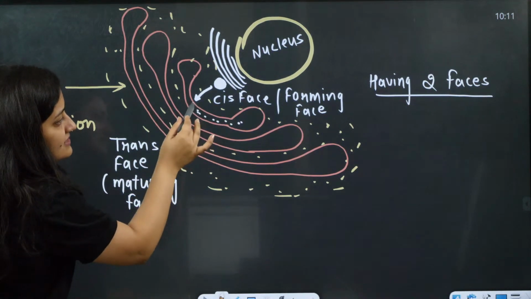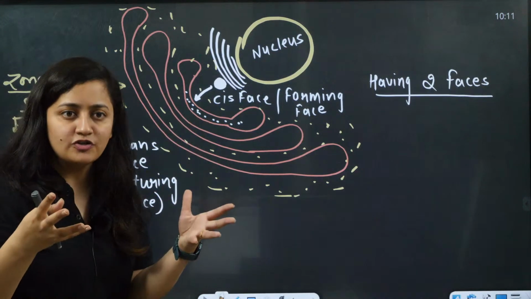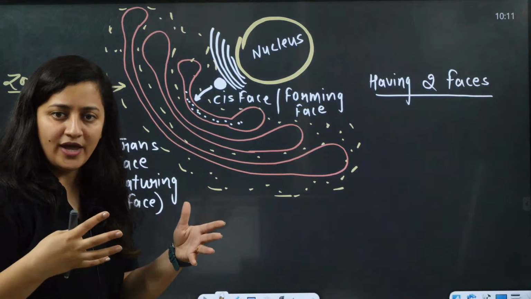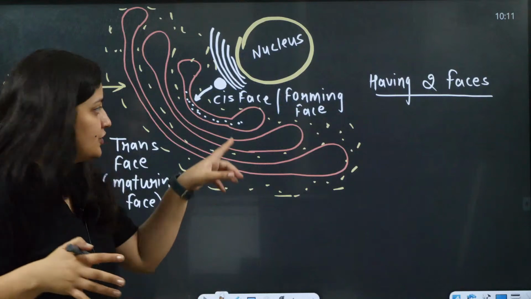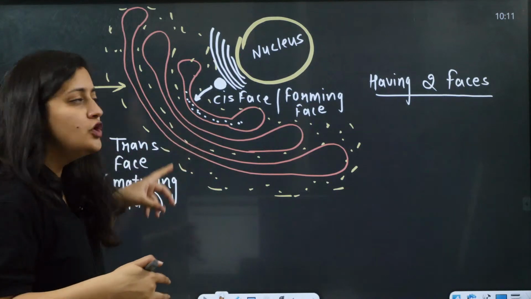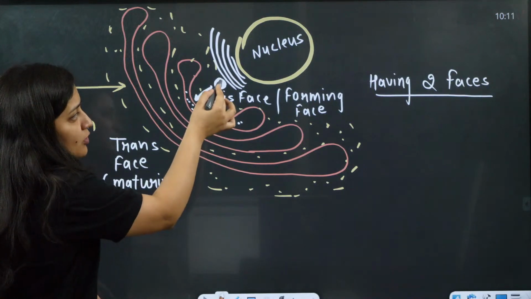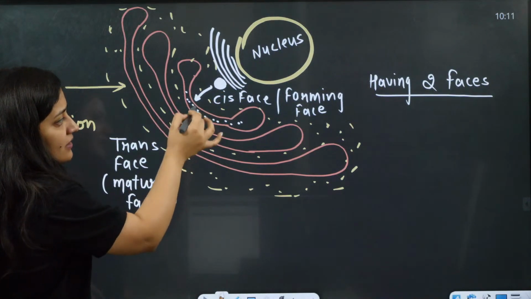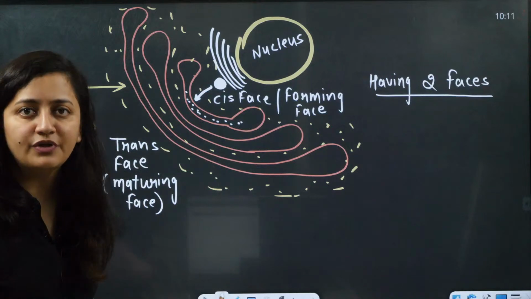Now again it is the cisterna, meaning a sac-like structure. Inside there is the lumen, right? The transport vesicle is carrying something, and it will enter here. Now the further modification will be done.